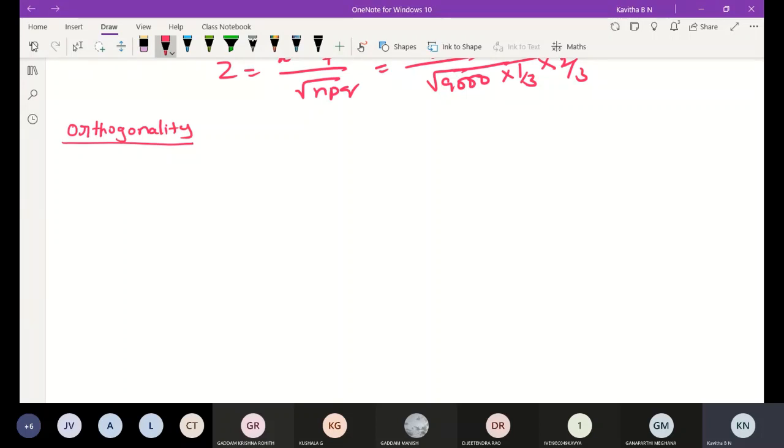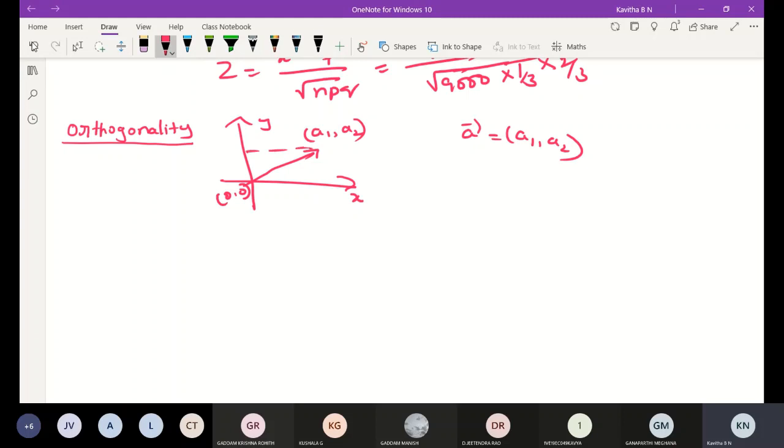Okay, orthogonality. Observe here, we have the x-axis and y-axis, and a point. The vector A is equal to A1, A2. The vector passes through the origin 0, 0 and then reaches A1, A2. This is A1 and this is A2.